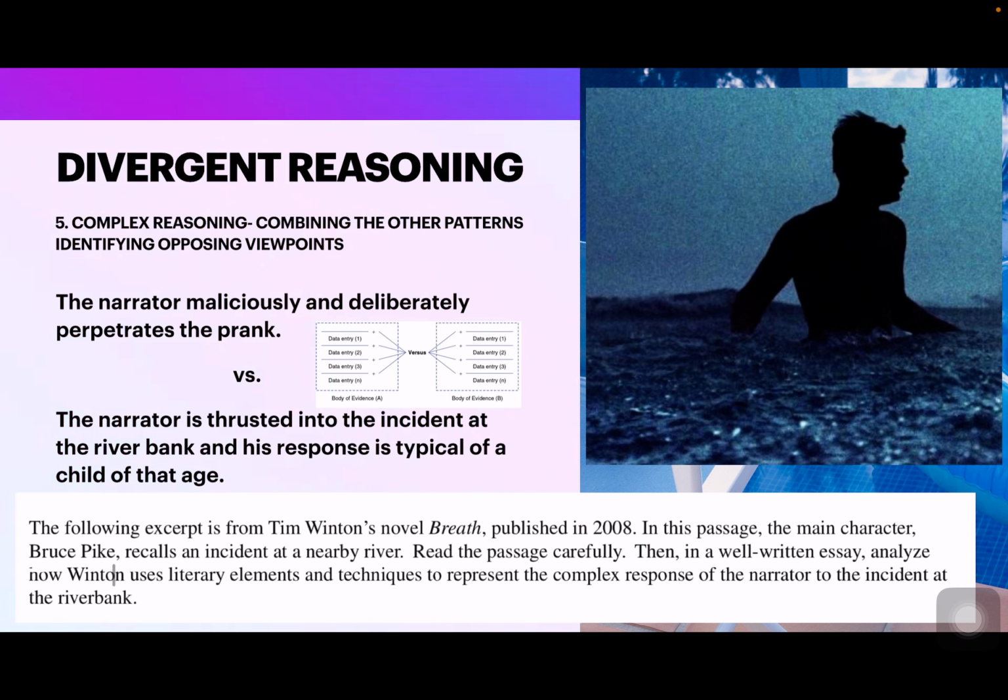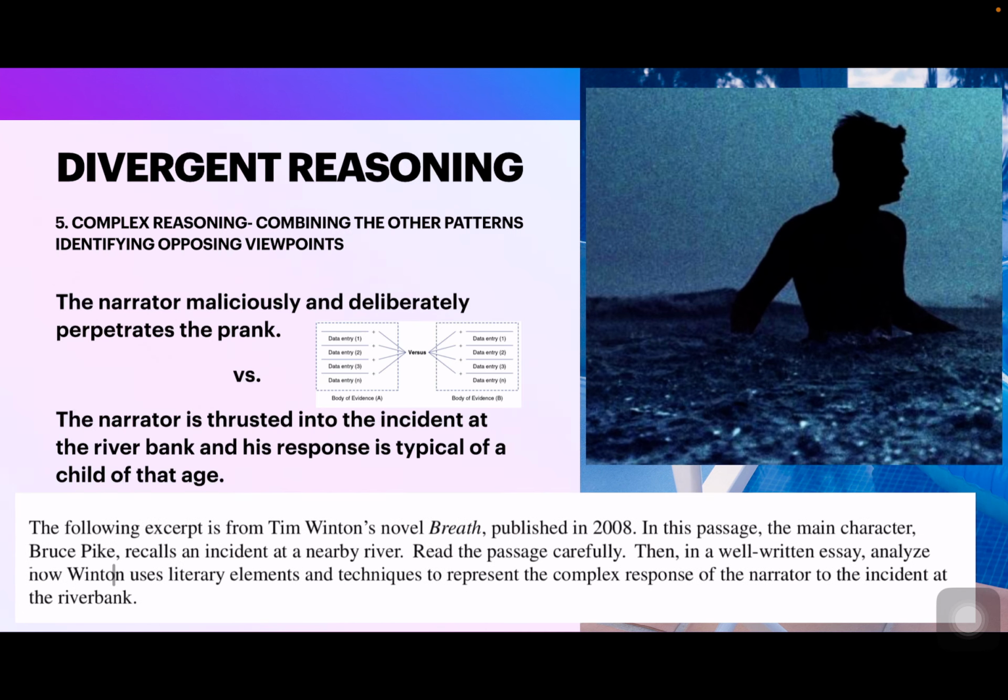But then I could also, on the contrary, find as much information, if not more, on this opposing literary viewpoint where the narrator is just simply thrusted into this incident at the riverbank and his response is typical to that of his age. So these are divergent reasoning where you show two literary opposing viewpoints in terms of the response. You find data to warrant that, and you could write that in your response, which helps you to understand why it is such a complex response for the narrator.